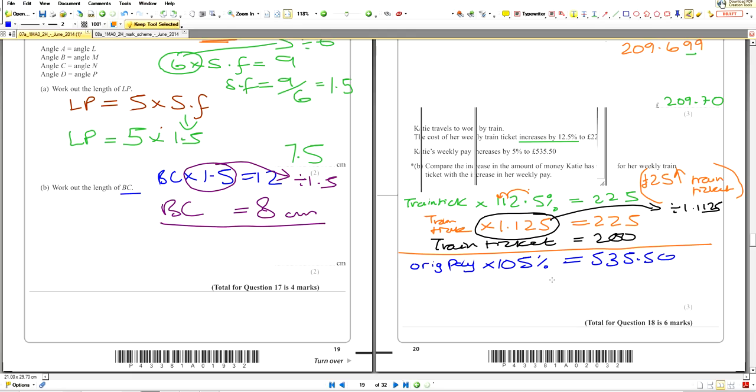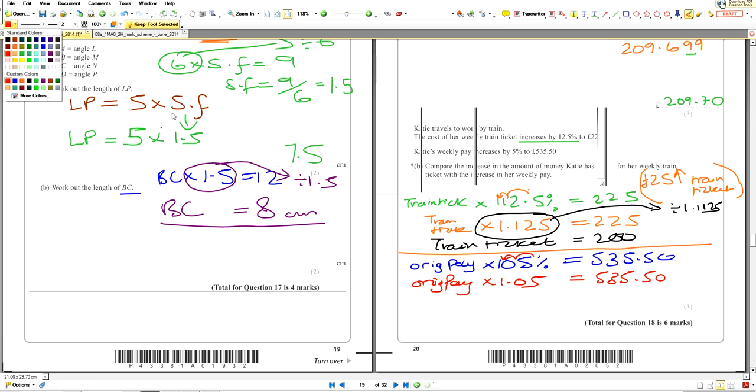Are we happy like this? Now, we said we will change the 105% into what? Decimal multiplier. So divided by 100 gives you what? 1.05. So the original pay multiply 1.05 gives us 535.50 as well. Okay, now we need to work out the original pay.